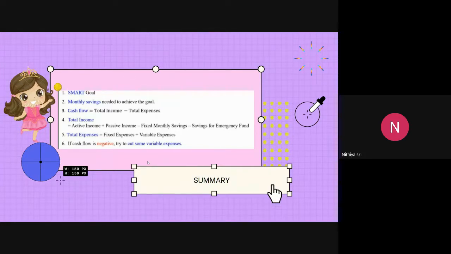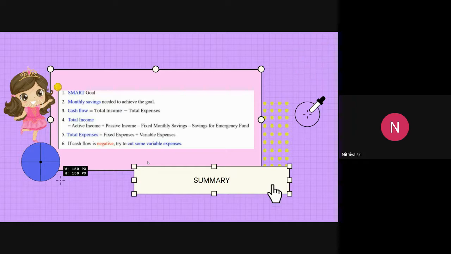SMART goal, the SMART concept. S is for specific, M is for measurable, A is for attainable, R is for realistic, and T is for time-bound. Monthly savings are needed to achieve the goal. Financial management process: there are 5 processes in financial management, which are setting goals, evaluating financial status, creating a financial plan, carrying out the financial plan, and reviewing and revising the progress.